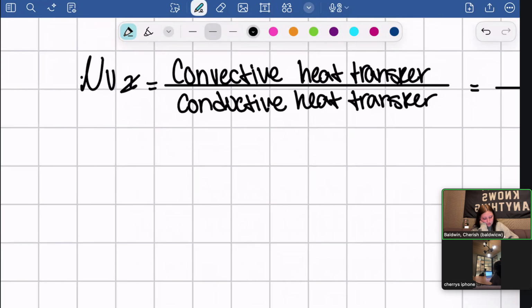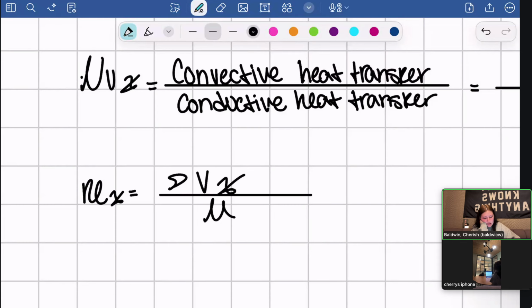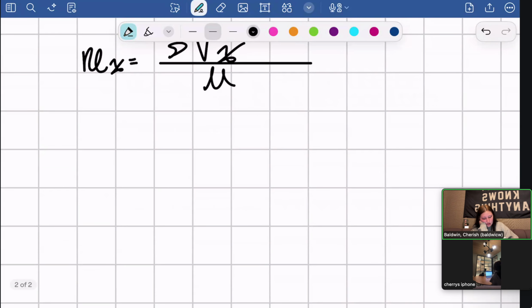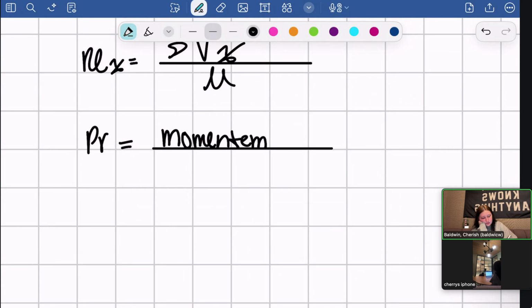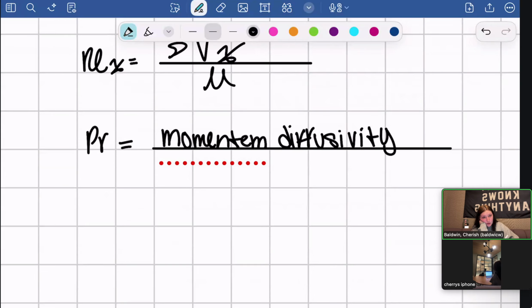Reynolds number is density times velocity in the x direction over viscosity, and Prandtl number is momentum diffusivity over thermal diffusivity.